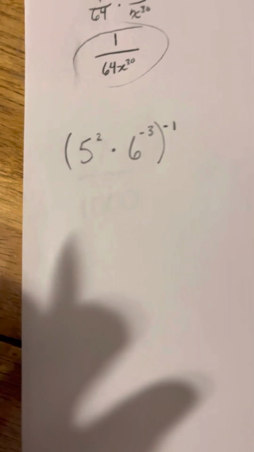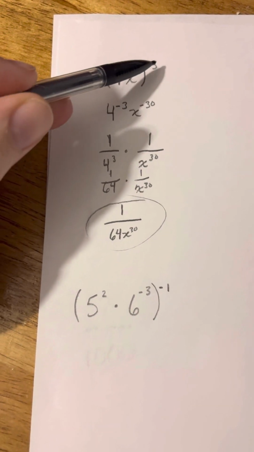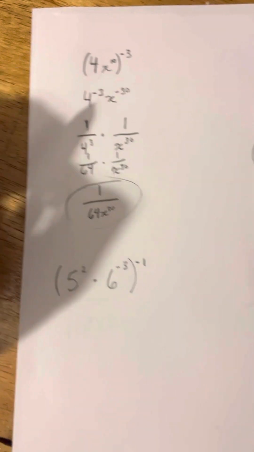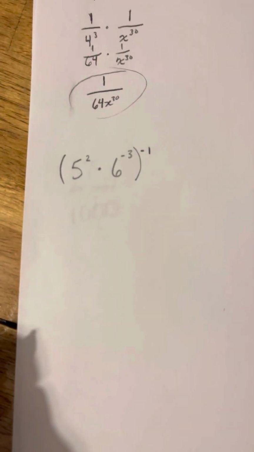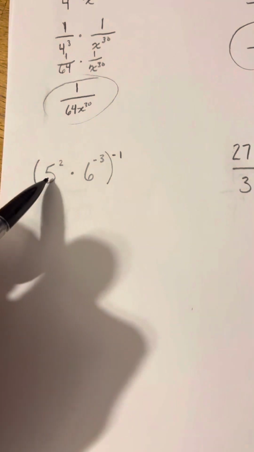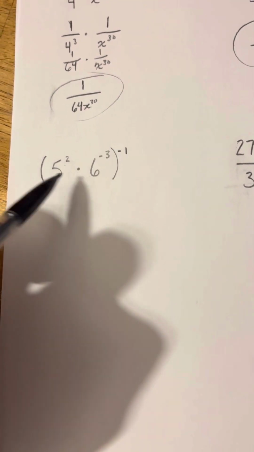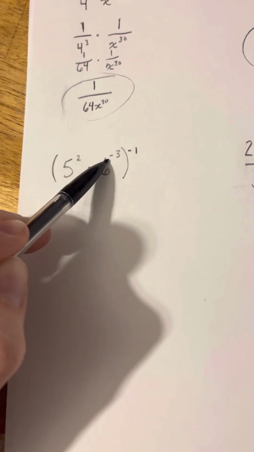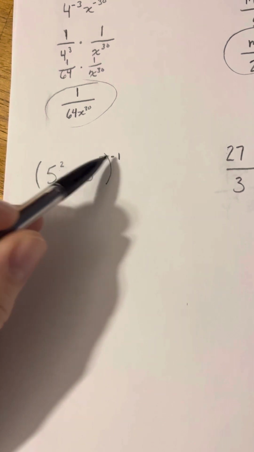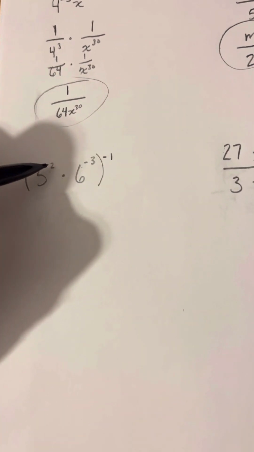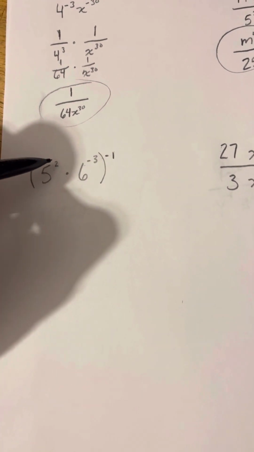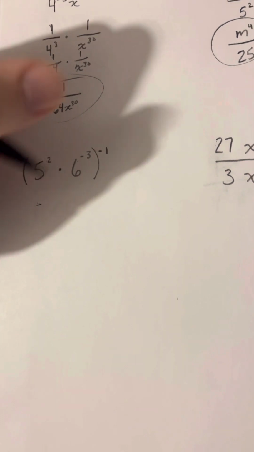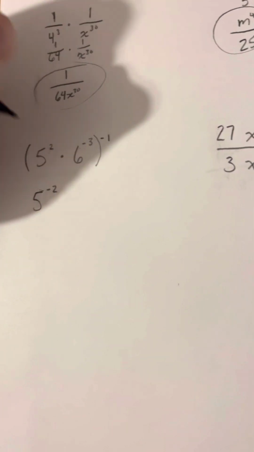All right, so here we have the same idea as up here, where you have to take the exponent and distribute it through to each term on the inside. So that's what we're going to do here. So we have 5 to the second times 6 to the negative third, all to the power of negative 1. So this negative 1 is going to go to here and to here. Okay, so by doing that, like I said, power of a power rule, you take the exponents and multiply them. So this 5 to the second to the negative 1 means that you would multiply 2 and negative 1 and get negative 2. So that becomes 5 to the negative 2.